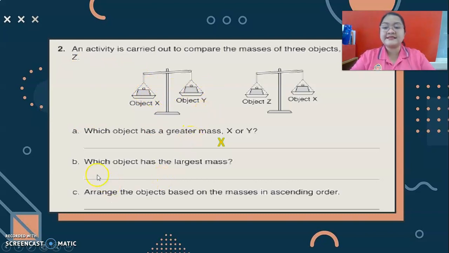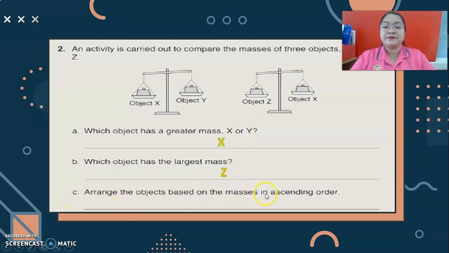Next. Letter B. Which object has the largest mass? Look at the second picture. Which is heavier? Object Z or object X? Very good. The answer is object Z.